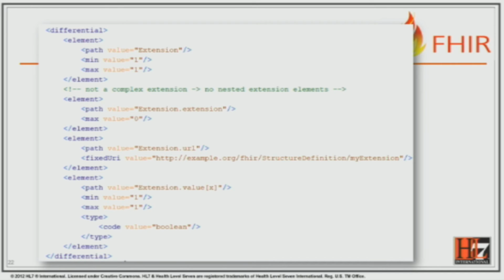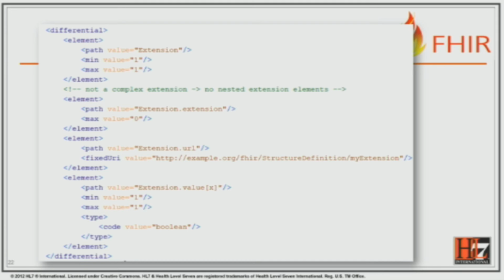So in this case, I have here a differential in the structure definition. So what am I doing? I'm constraining extension. Extension itself doesn't have nested extensions in this case. And in fact, you probably have seen complex extensions, and then they probably would. I'm constraining extension.url to a fixed URI, example.org/FHIR/StructureDefinition, my extension, which is exactly the same as the canonical URL for this whole thing. And then I'm moving down to extension.valueX, saying it's mandatory and it's of type Boolean.